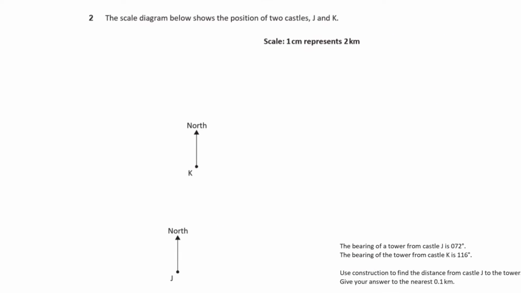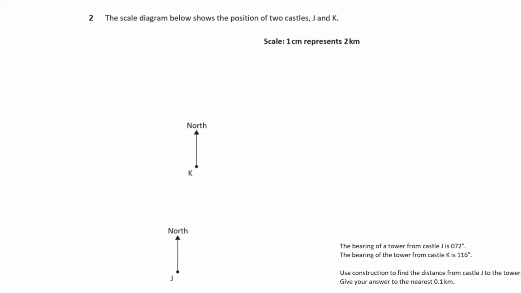Question 2. The scale diagram below shows the position of two castles, J and K. And the scale is given as 1 centimetre represents 2 kilometres. We're told that the bearing of the tower from castle J is 072 degrees, and that the bearing of the tower from castle K is 116 degrees. Use construction to find the distance from castle J to the tower. Give your answer to the nearest 0.1 kilometre.